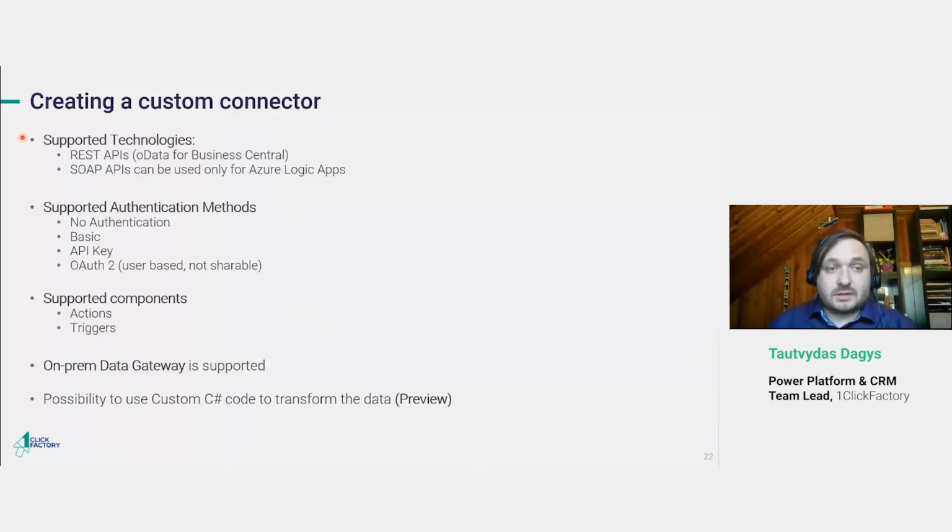So now looking into technologies, creating a custom connector. The main requirement is that we should use REST API. In the Business Central context, you're probably more familiar with OData. So if you have OData enabled, then that's fine. Those APIs can be consumed in the Power Platform.